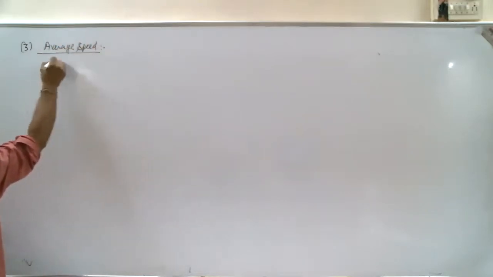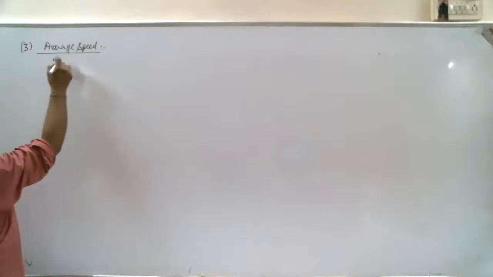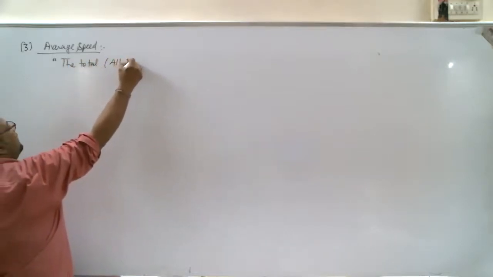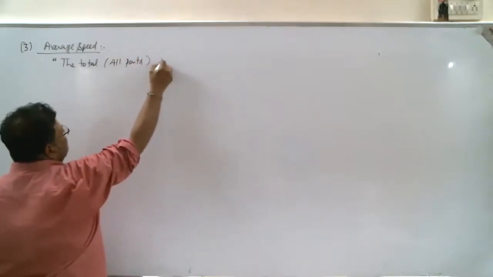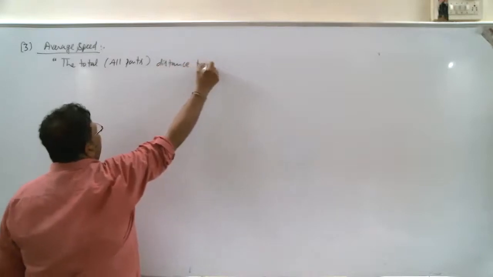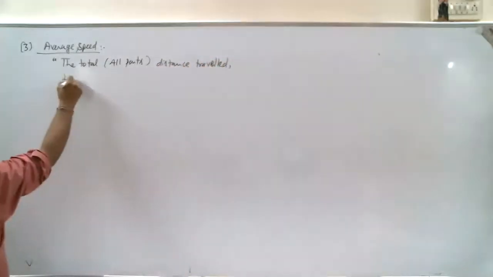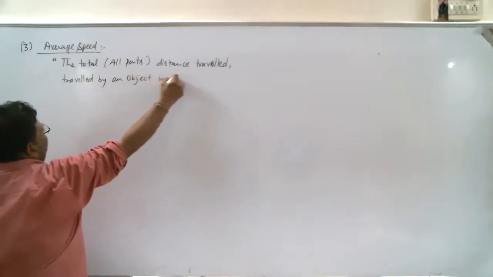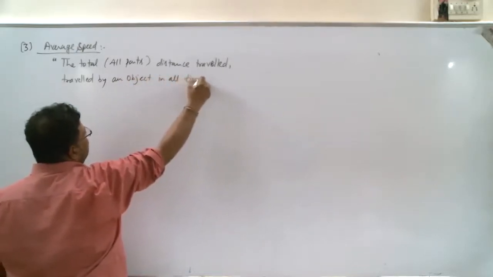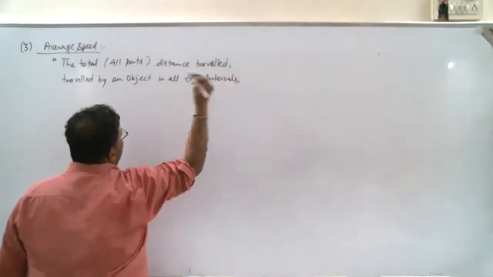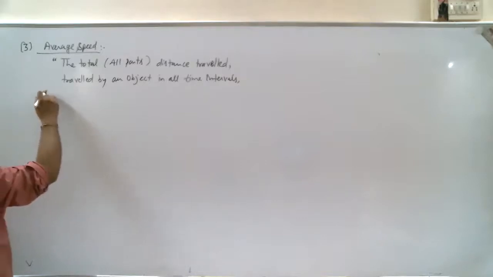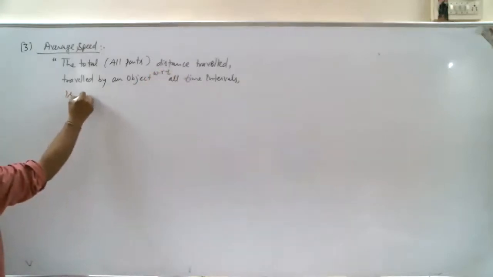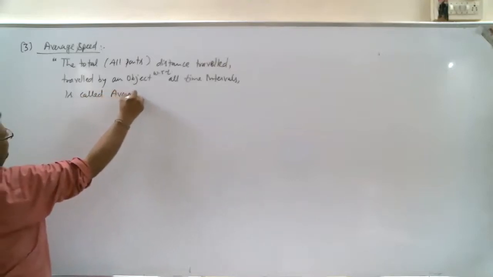Again, the same definition of speed. The average speed of an object: the total distance, all parts, whatever distance is traveled by an object in all time intervals, with respect to all time intervals, is called average speed. It's called its average speed.